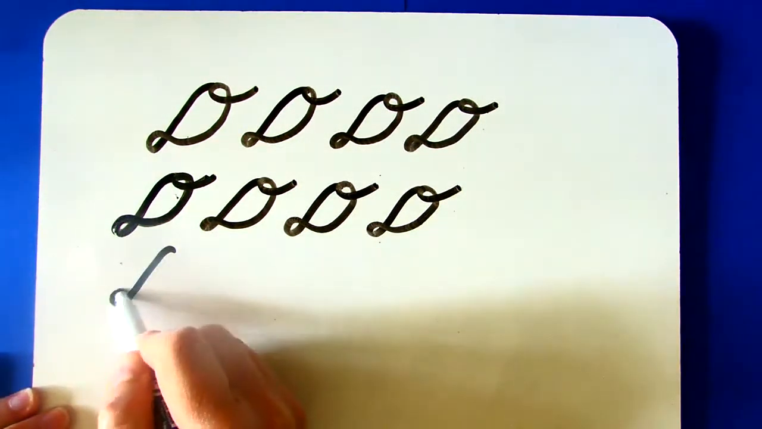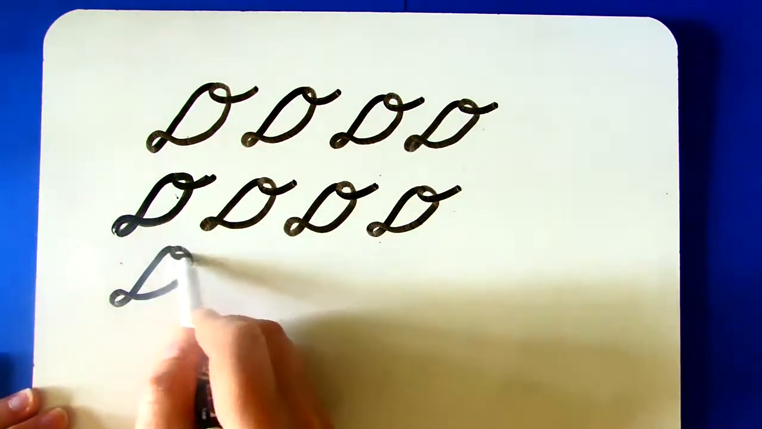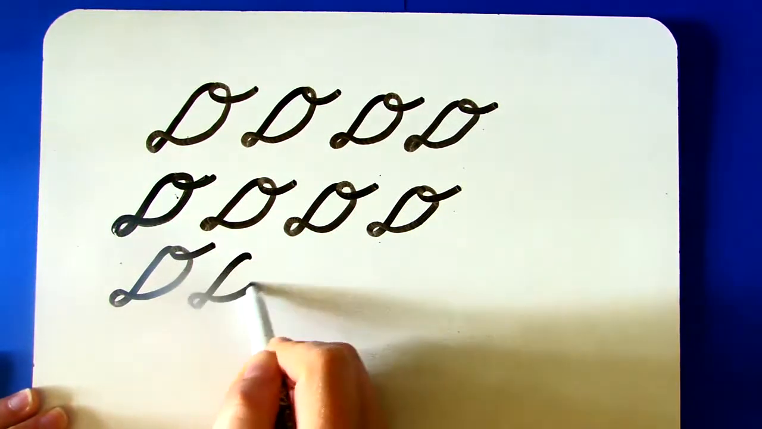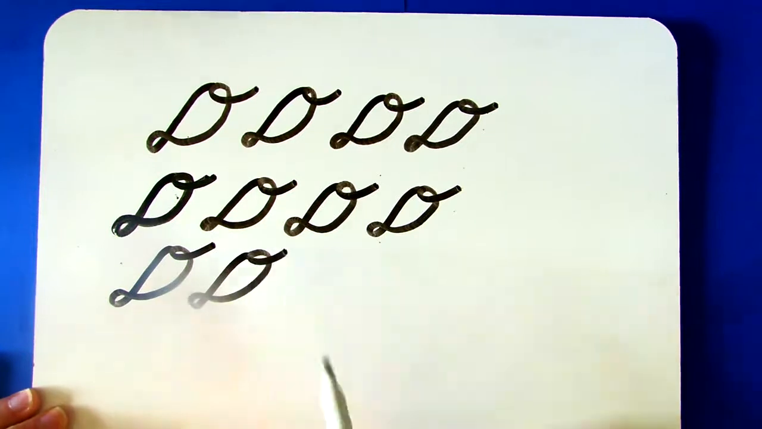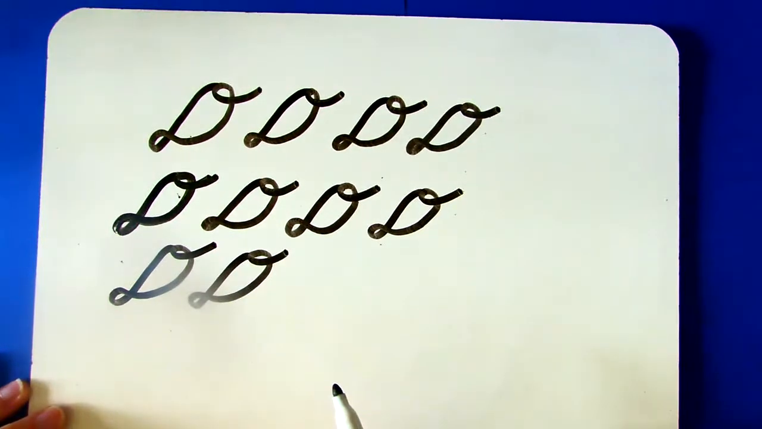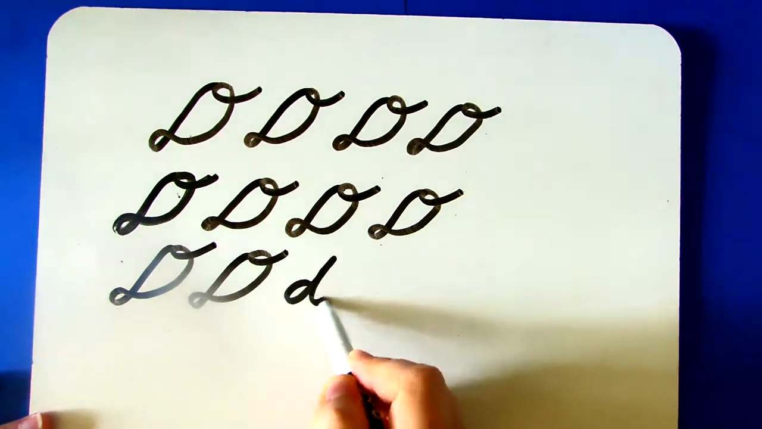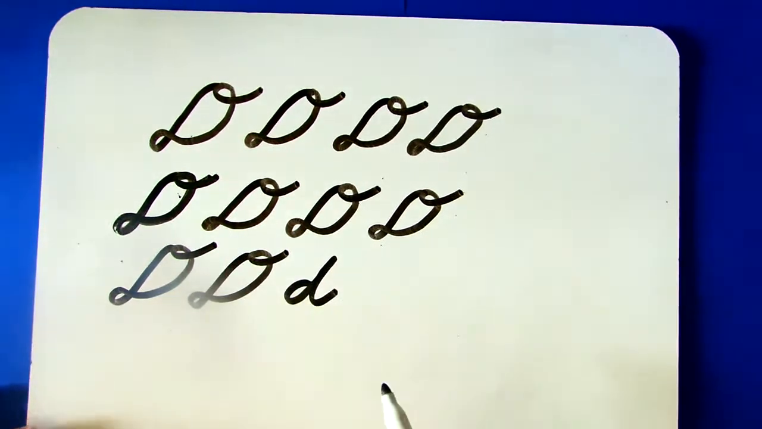Down, curve, little loop, up and over, loop inside, tail. That is a capital D. It doesn't look anything like our lowercase d, but now you can see the difference. It's one of the trickier cursive letters to write, and that's because it has a lot of loops.